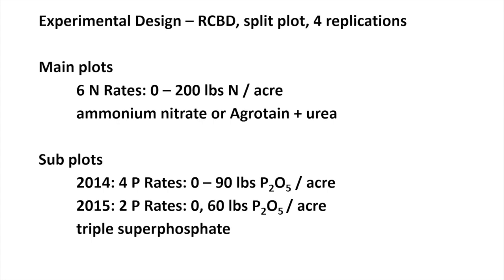And then underneath the main plots of the different nitrogen rates in 2014, not knowing exactly what phosphate was going to do because the literature is very scarce, we put 4 phosphorus rates from 0 to 90 pounds of P2O5, and we found that there wasn't any difference in the yields at all. So we made it easy on ourselves and just used 2 phosphorus rates in 2015, 0 and 60 pounds of P2O5 per acre, triple super. And to anticipate a question, yes, we put it on the surface, but that never bothers me at all. And it shouldn't bother you either, but that's how we applied it.